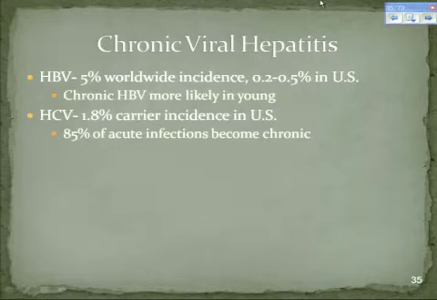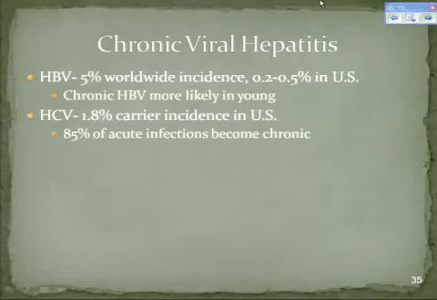Chronic viral hepatitis, the first one we'll talk about, is hepatitis B virus. There's a 5% worldwide incidence of converting into chronic viral hepatitis, and it's more likely if you have it as a young person. HCV, which is hepatitis C, has a 1.8% incidence in the United States. So these people have hepatitis C and they end up handling food, and they can cause people to get hepatitis C. They don't even know they have it. So it's pretty dangerous in that respect.